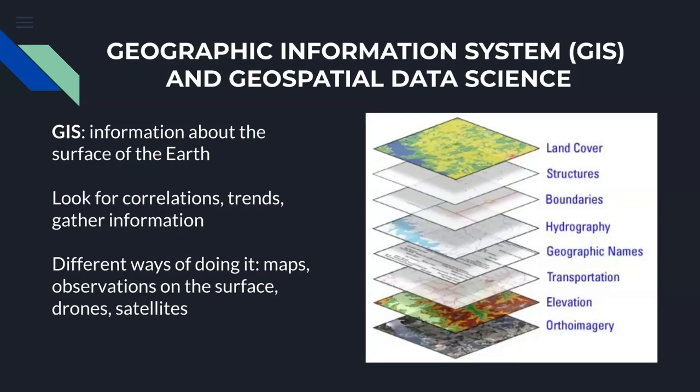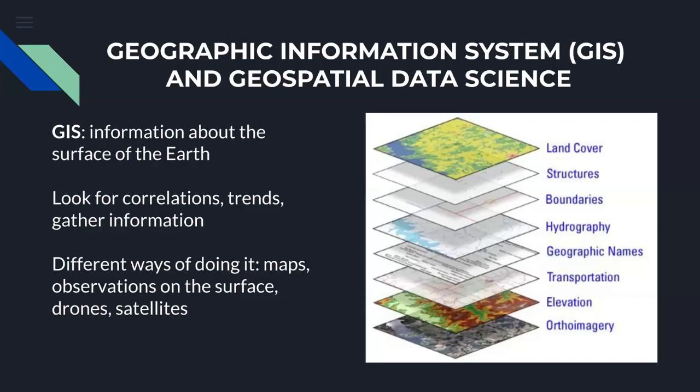But when we talk about GIS, we want to look for correlations and trends. We want to gather information about some specific areas of the surface of the Earth, about transportation values. You can see here on the right there are different layers that you can put on the surface to make sense of what's happening there from different perspectives.